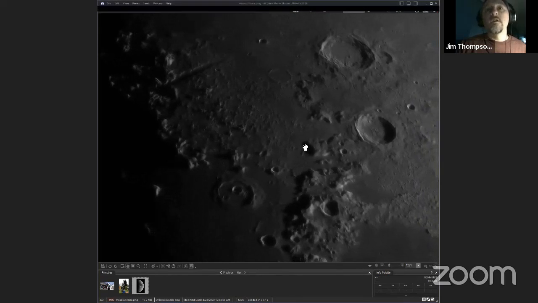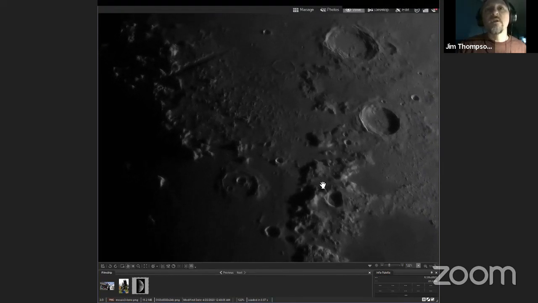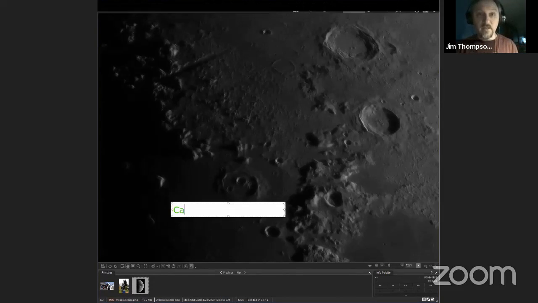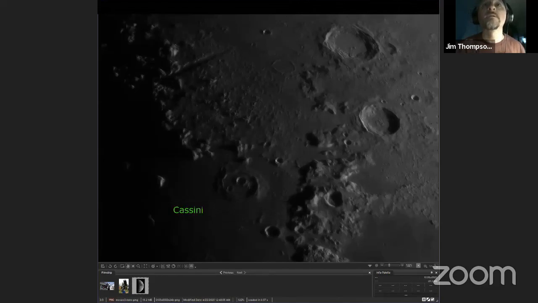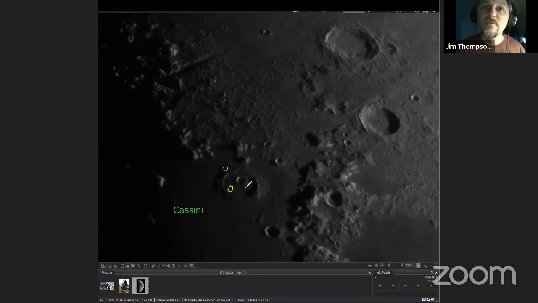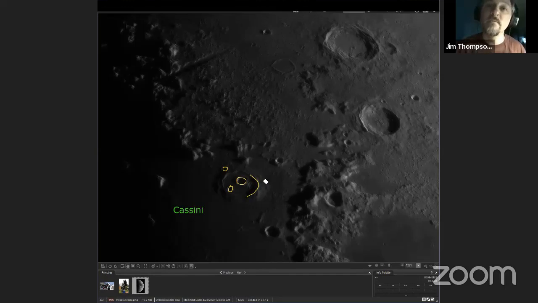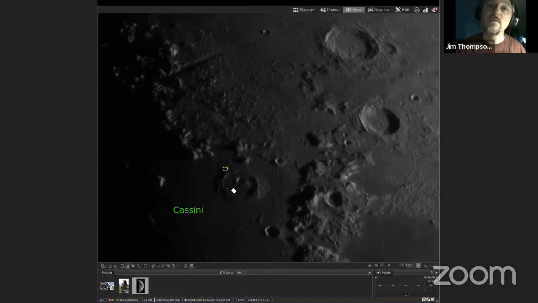So a couple other interesting features before we move further south. One of my favorite craters, it always makes me smile when I see it, is the crater Cassini. And I say it makes me smile because to me, it looks like a happy face. Two eyes and a nose and a mouth. And that is purely coincidental alignment of craters, but it is pleasing to observe nonetheless.